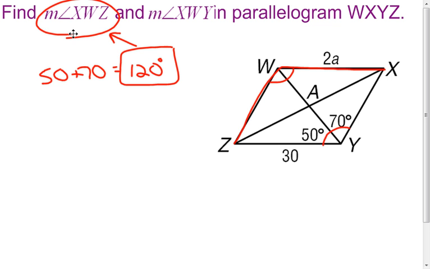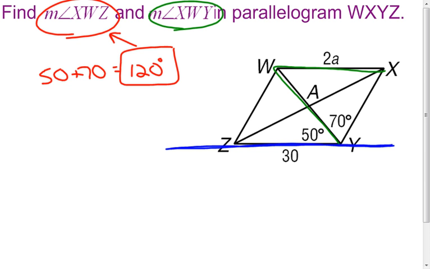Now I go to my next one, and I'm looking for the measure of angle XWY. So now I want to find, let me do this, I'm going to erase all the red, and I'm going to look for the measure of angle XWY. Well, in this case, I'm going to think back to the definition of a parallelogram, and it says it's a quadrilateral with 2 sets of parallel sides.